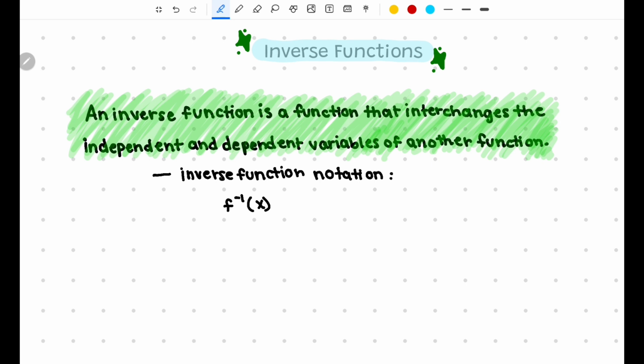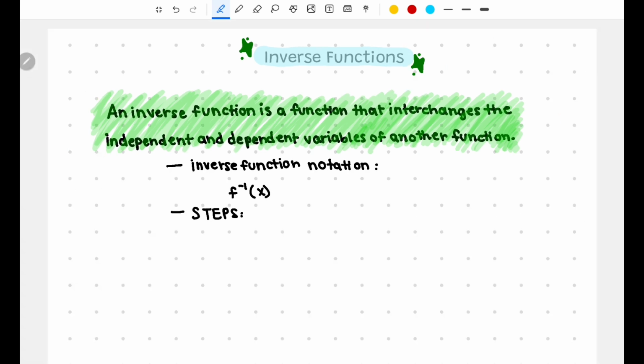So the inverse function notation is as shown below, but remember when you read it out loud, you're not going to say f to the negative 1 power x. That's not what this means. This itself is the inverse function notation, so when you read it, you say f inverse of x, and then is equal to the rest of the function. Now let's go over the steps to write an inverse function.